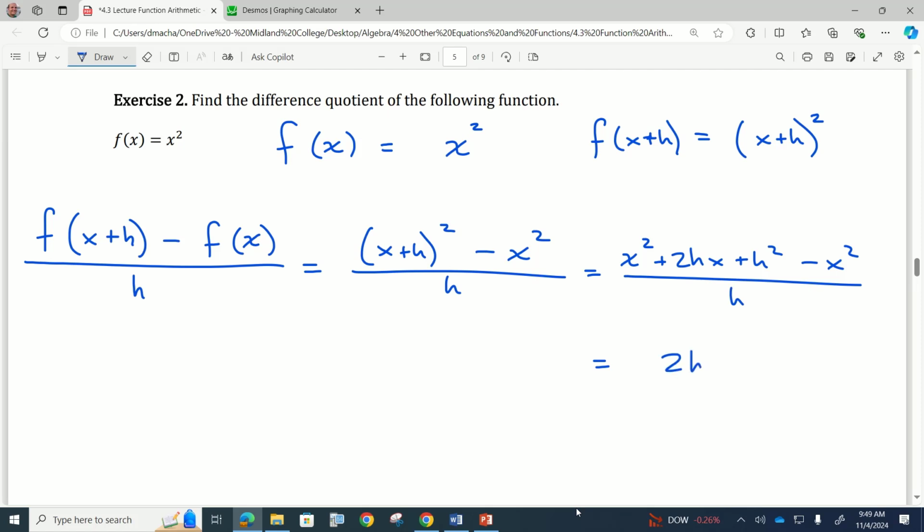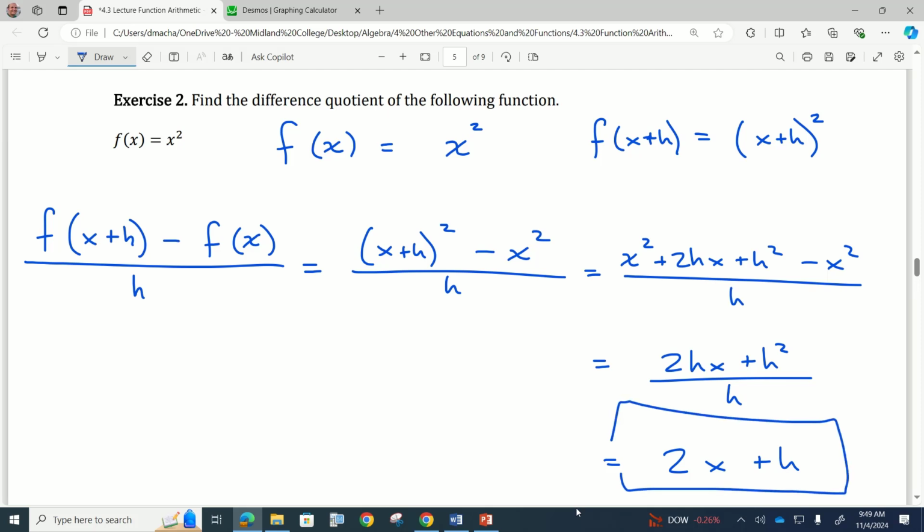Yeah. Positive x squared cancels with negative x squared, and I get that. I can divide both of those terms in the numerator by h, and I get 2x plus h. That's as simple as it gets. So that is my difference quotient.